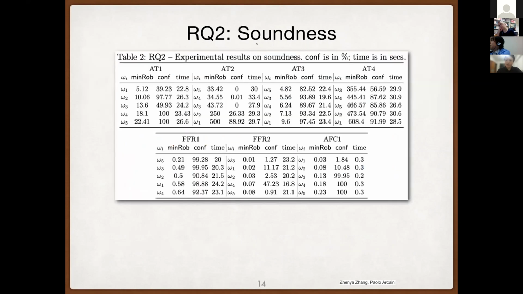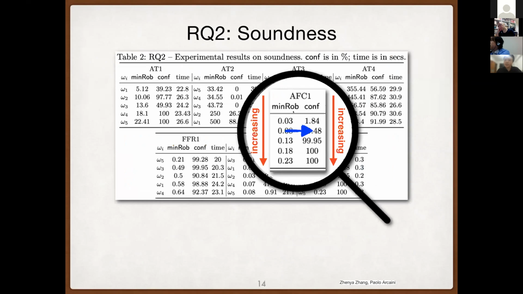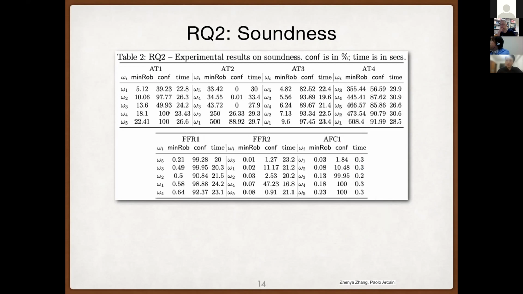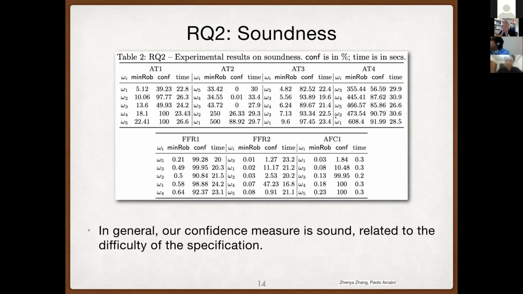In RQ2, we want to evaluate the soundness of our algorithm. So here, what we do is that for each example, we evaluate on the same specification with different parameters, and then we use the minimum robustness as the indicator of the difficulty of the problem. What we expect is that as the minimum robustness increases, the problem becomes harder, so we also want the confidence to increase. Okay, by observing these results, we conclude that in general, this is also true, but there are also some counterexamples, which are maybe due to the samplings and some other factors.